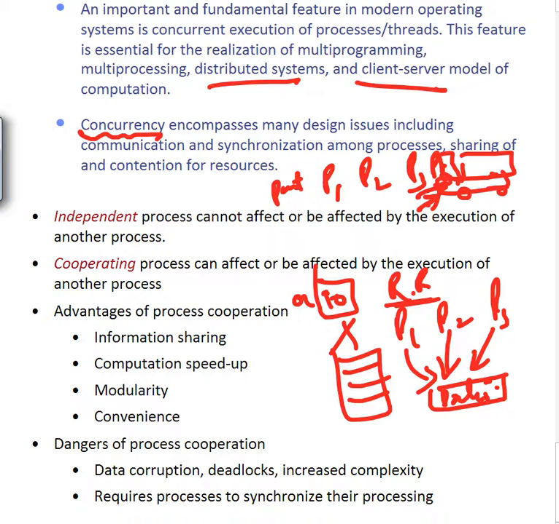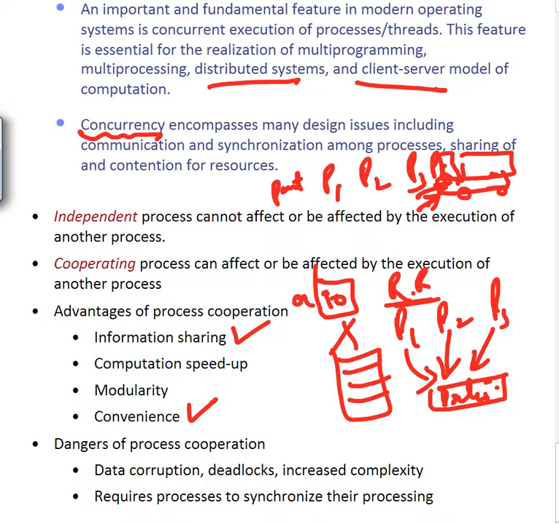So there are clear advantages of process cooperation: you can share information among the processes, and you can have a computation speedup. It will really speed up the computation because different processes can work together now. And there's modularity, in the sense that different processes are working together, so you have a modular structure. If P1 has some IO to do, you can run another process in the meantime, and so on. So you can have a modular structure in programming, and there is a convenience as well.